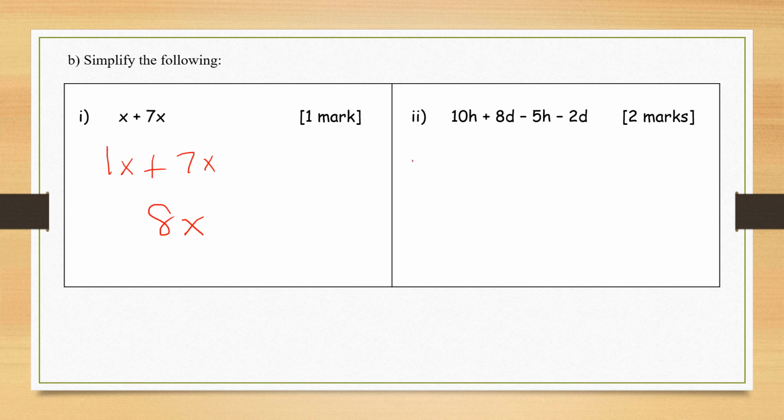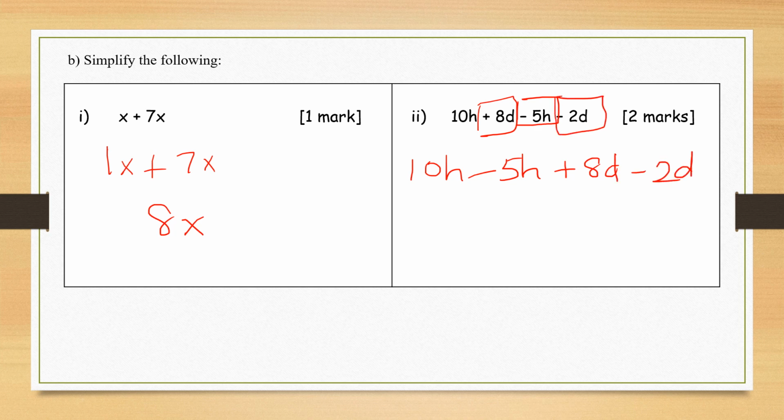So we have to group. So this 10h will go with this minus 5h. Then we're going to write this plus. You have to take the sign, plus 8d with this minus 2d. So I've just rearranged. I'm not changing any signs. I've just moved around the terms. So 5 from 10, same letter, I'm going to get 5h. Put back my plus sign. And 2 from 8, 6d. And that's my final answer.